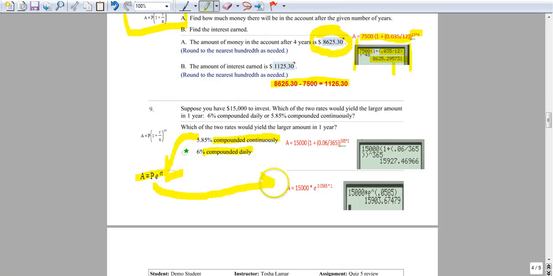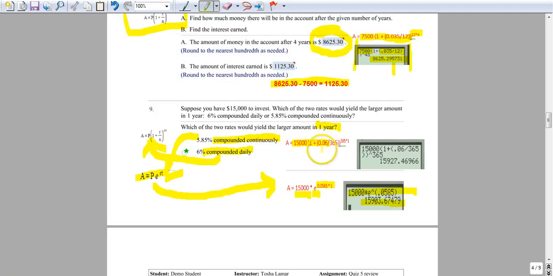So if we want to know how much we're going to earn at 5.8% compounded continuously, we've got the principal P times e to the r, which is 5.85%, 0.585 times t, time in years, 1 year, and then throw that into the calculator right here. And so that gives you $15,903.67.